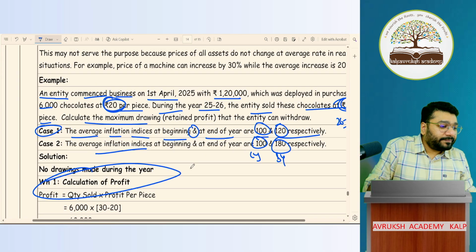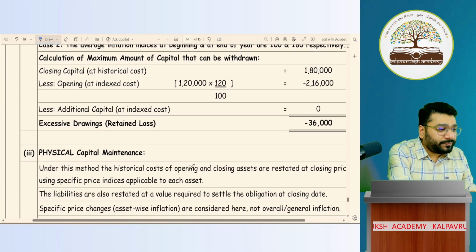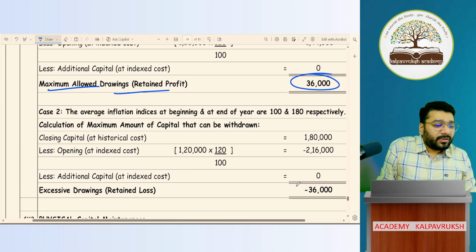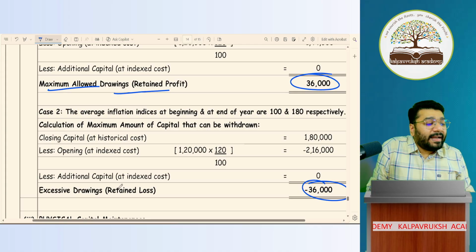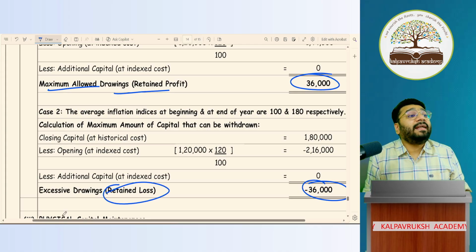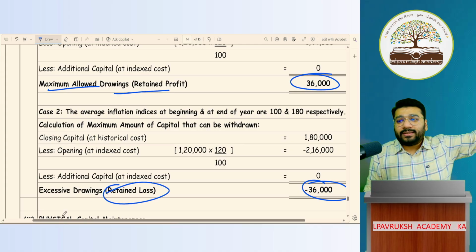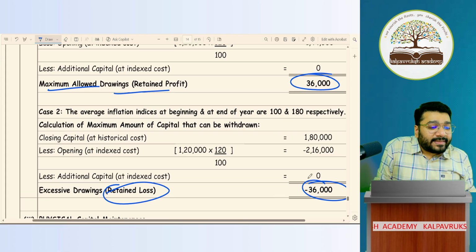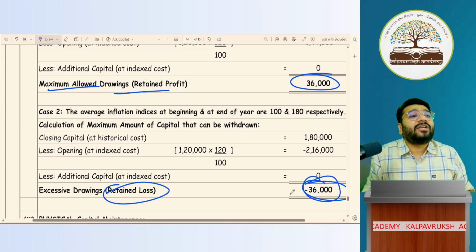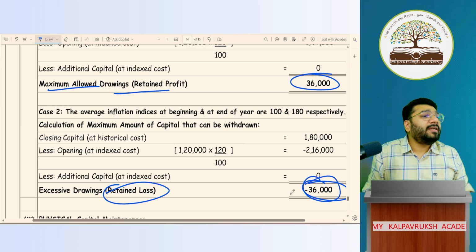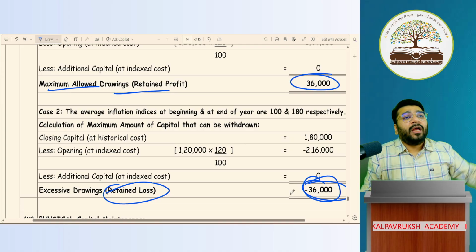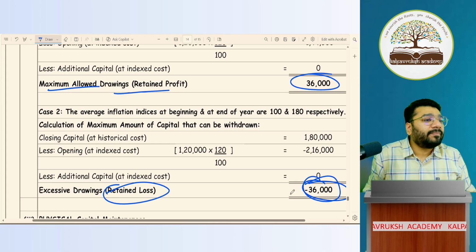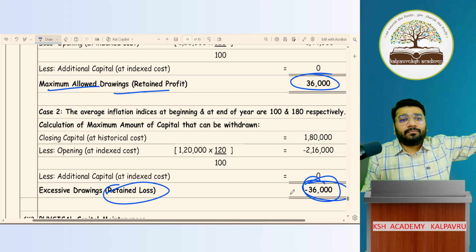So therefore, you come to case 2. 36,000 rupees is my retained loss. 36,000 retained loss. So 60,000 profit, one side you've shown, you're very proudly saying, but in fact, you've made a loss of 36,000 rupees considering the inflation. Based on this, questions have come in the exam.